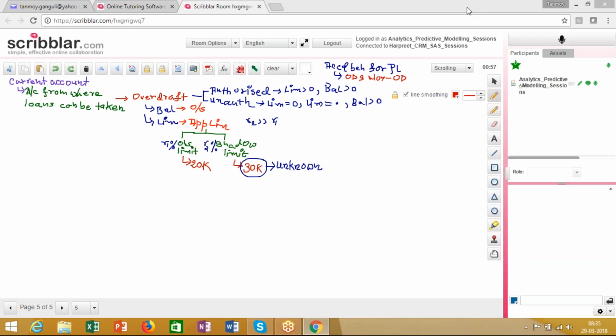So this is precisely the reason why overdraft and non-overdraft ownership becomes an important segmentation variable for the acquisition of certain credit products, right?